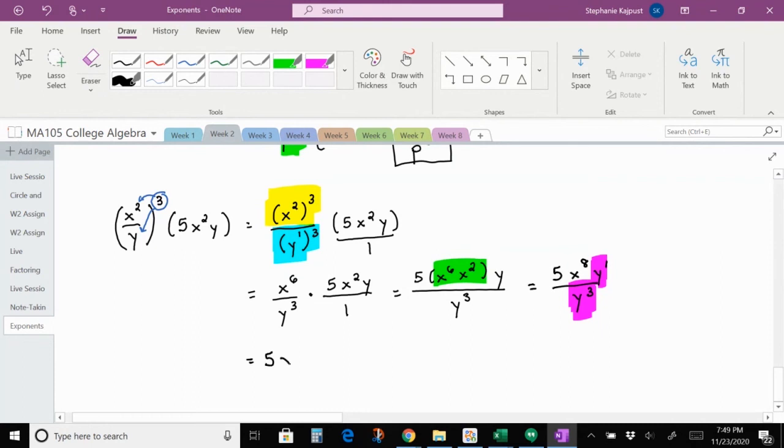So we have our 5. We have x to the 8, and then 1 minus 3. And I'm going to still write that because usually that subtraction is where people start messing up. They usually don't mess up the multiplication, but it's the subtraction part that they do. So when you simplify this, we get 5x to the 8th, and then 1 minus 3 is negative 2. So that gives me y to the negative 2.